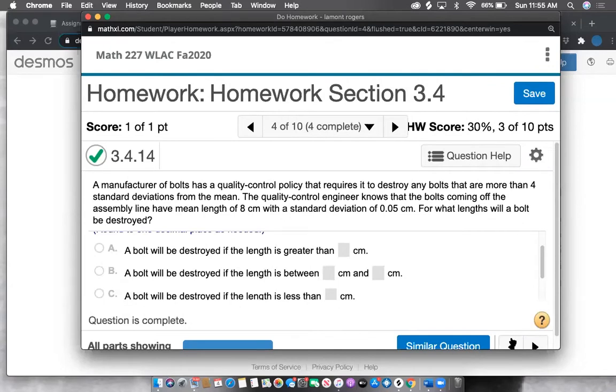So it said, for what lengths will the bolts be destroyed? The question says they'll destroy the bolts if they're more than 4 standard deviations away from the mean, right? So you basically have to find 4 standard deviations away from the mean.